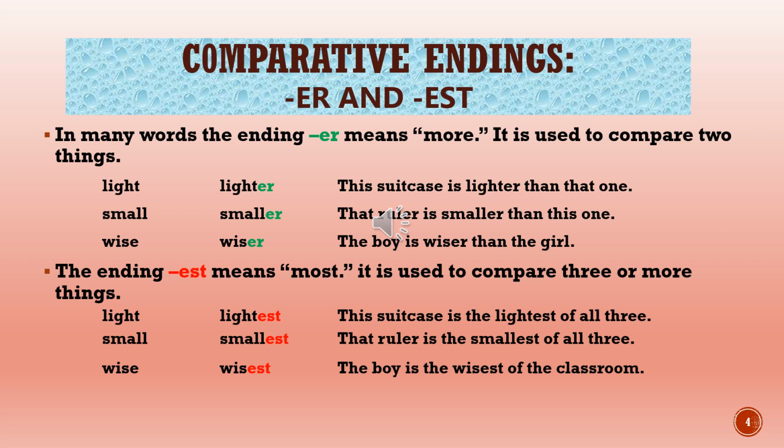You always are going to have the word the before lightest, before smallest, before wisest. When you are comparing three or more things, you are going to have the lightest, the smallest, the wisest. And you add EST to the adjective. Okay, so this is something that you have to remember and keep in your mind.